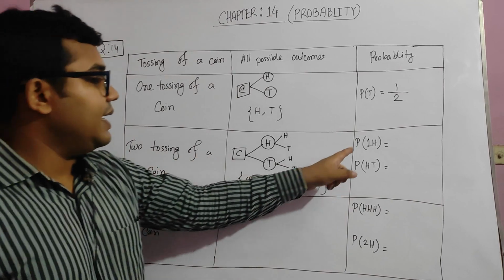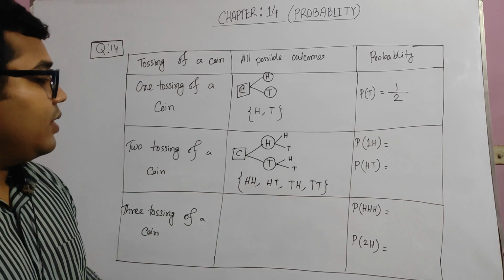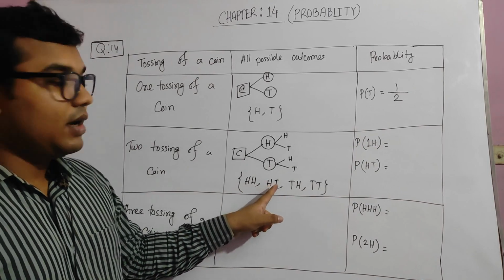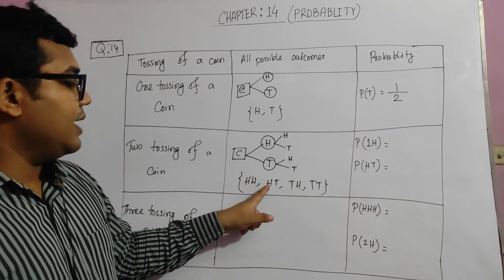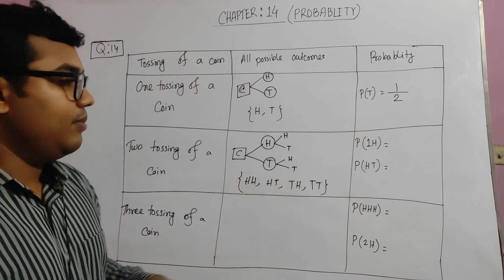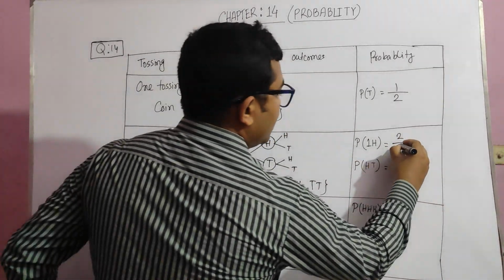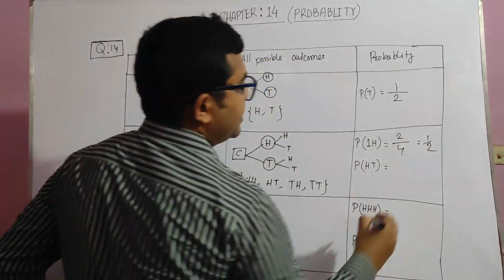So our question here is the probability to get 1 head. How many 1 head is there? 1 and 2. So here is 1 head and here is 1 head. So our favorable outcome is 2, and our total outcome was 4. So it can be written as half, and that is our answer.